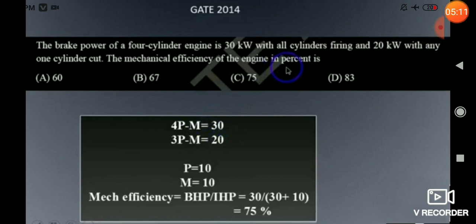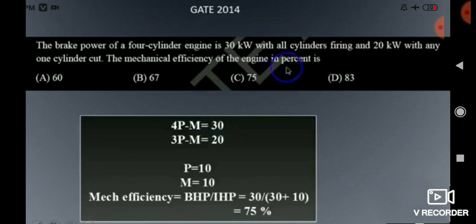So 3p minus m. Friends, you should remember that m means frictional losses, which are the same in the case of 3 cylinder, 4 cylinder, 5 cylinder or 6 cylinder, any cylinder given. You should remember this concept, and after that you calculate the m and p values, meaning the frictional losses and the indicated horsepower value. And friends, after that you put these both values.